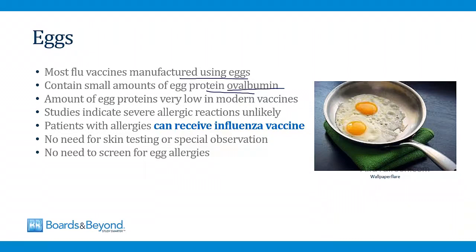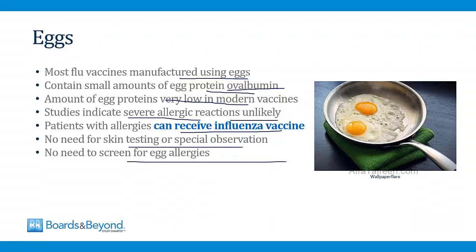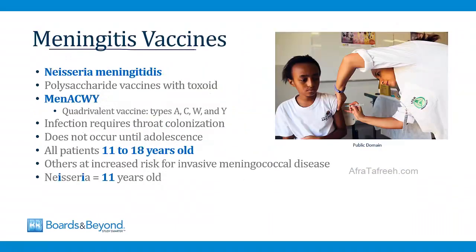It turns out, however, that the amount of egg proteins is very, very low in modern vaccines because of the way they're manufactured. And clinical studies have shown that severe allergic reactions to the flu vaccine are incredibly unlikely, and patients are more likely to get ill from the flu than they are from a reaction to ovalbumin from eggs. So modern guidelines say patients with egg allergies can receive the influenza vaccine. There's no need for skin testing or special observation, and there's no need to screen patients before vaccinating them for egg allergies.